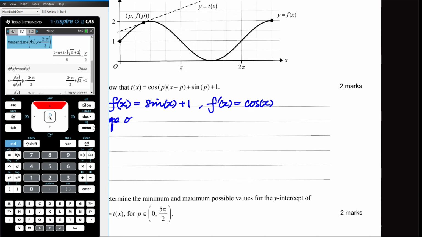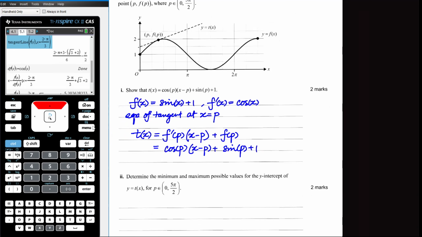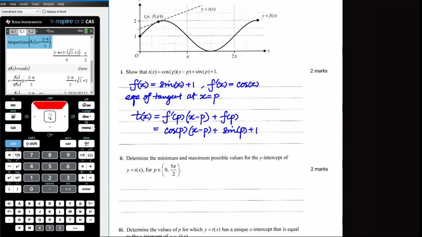Equation of tangent at x equals p. You have T of x equals f dash of p times x minus p plus f of p. So that is cosine p times x minus p plus sine of p plus 1. And that's pretty much what you need to show, I suppose. That's an interesting show that question, but it's very standard procedural.